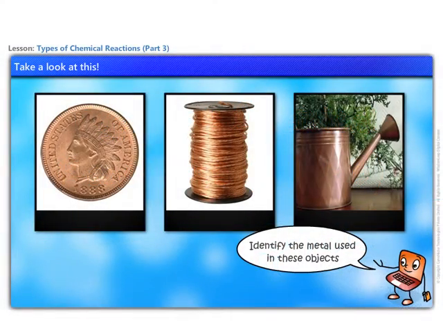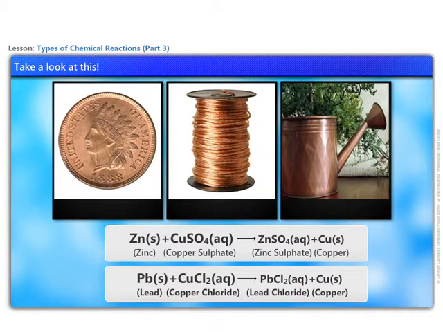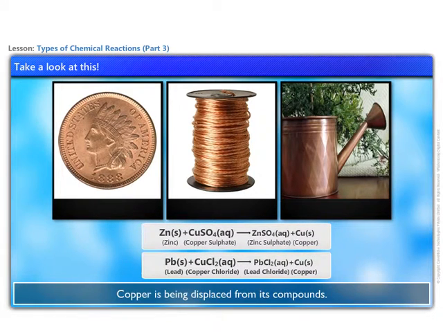Identify the metal used in these objects. Did you know that a type of chemical reaction is involved in the manufacturing of copper? Copper is being displaced from its compounds.